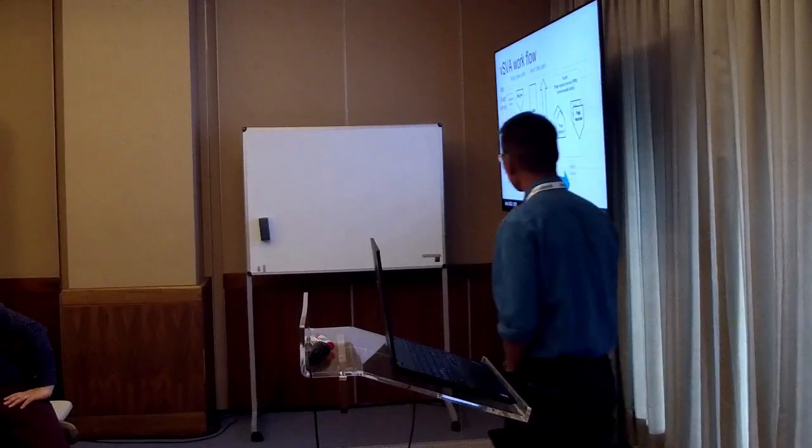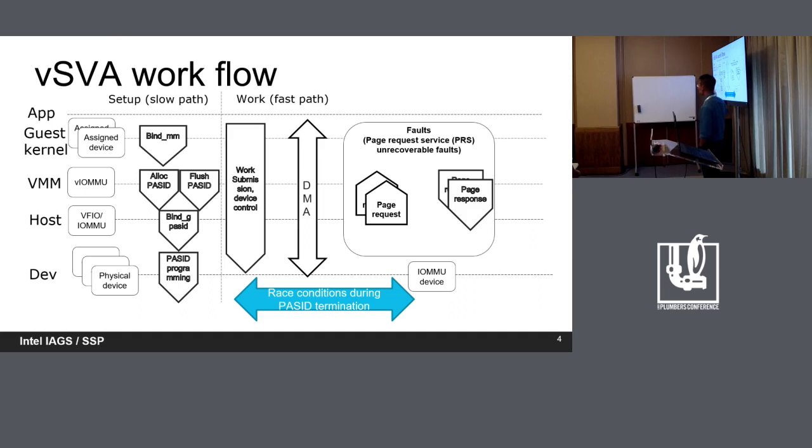In this picture we try to show we have basically two flows: the slow path and the fast path for the PASID setup and the runtime DMA. On the slow path, we have the bind PASID and the PASID cache invalidation, and eventually go to PASID programming. And on the fast path, we handle the DMA and the page request. The point I'm trying to make is that the interaction for page requests is between the guest process, guest kernel, and the IOMMU, where the device can also directly control work submission with the PASID.